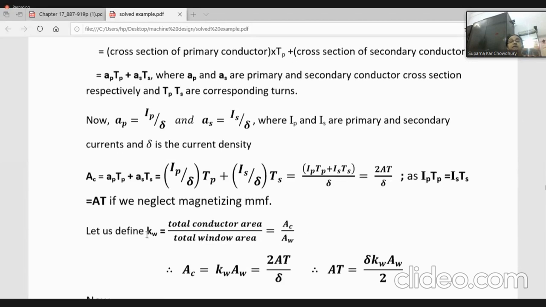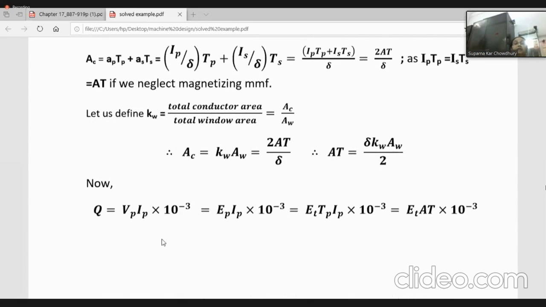Now if we define KW as a window space factor, it is the ratio of total conductor area by the total window area, so AC by AW. The window area is the multiplication of window height and window width. So AC, that is KW into AW, is twice AT by delta. So AT, the ampere turn, will be delta KW AW by 2. This is for single phase, what I am talking about.